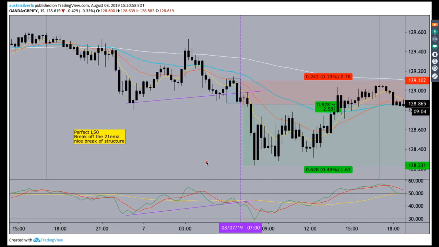But why does it do this? You'll say, Austin, how do you find these great trades? I'm telling you right now, use all the parameters, and these trades are there. Identify, is it in the Asian range?